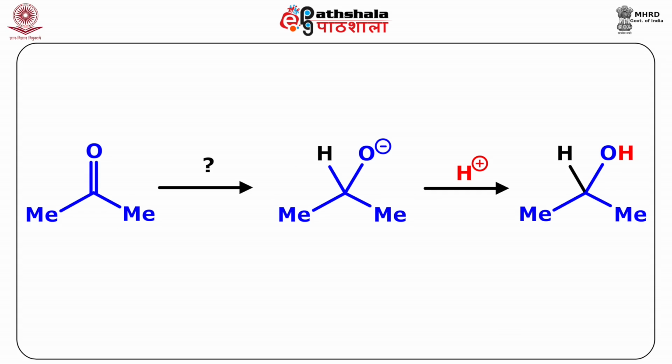So, adding H minus to the carbon atom of a carbonyl group would yield an alcohol and would be a very helpful reaction, but the carbonyl reduction to alcohol cannot be done with sodium hydride. So, what can be used to achieve this? The simplest answer is NaBH4 or lithium aluminium hydride.